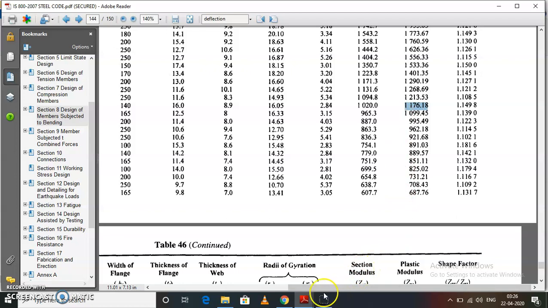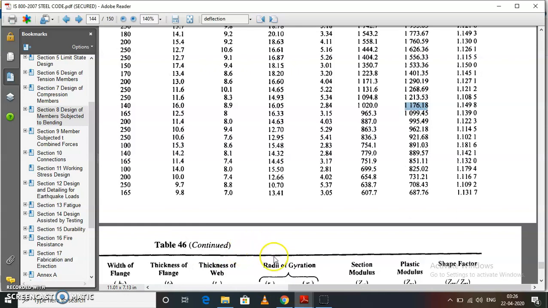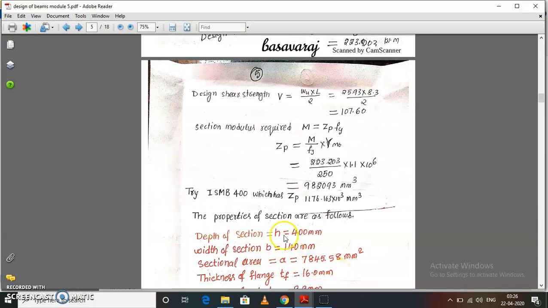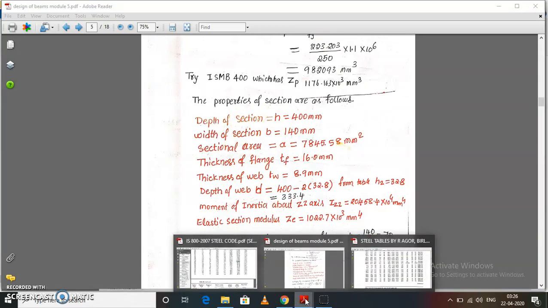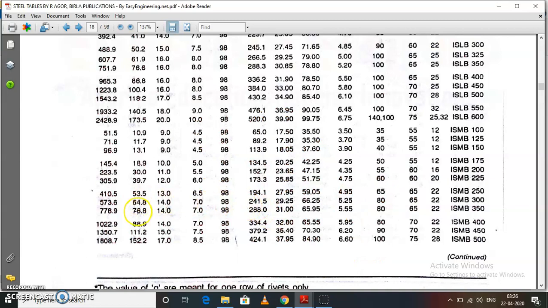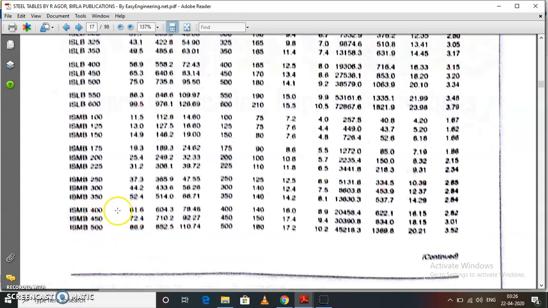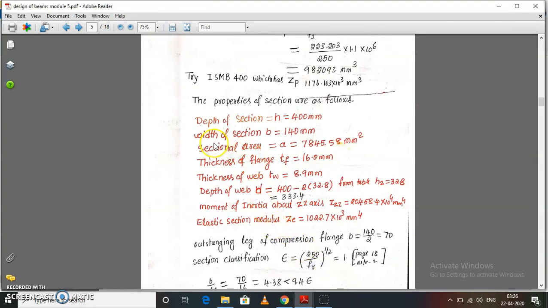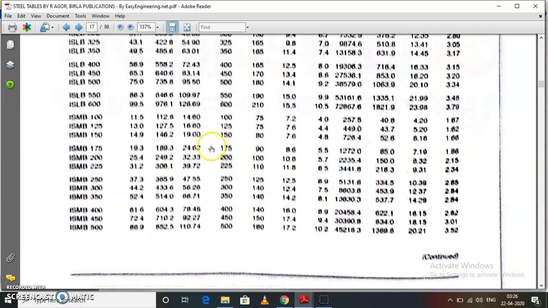Now, the properties of the section: we have selected ISMB 400. So, properties of the section, we have noted down here. Depth of the section, you can refer to the steel table. The depth of the section for ISMB 400 is 400. Width of the section 140. Section area 78.45.